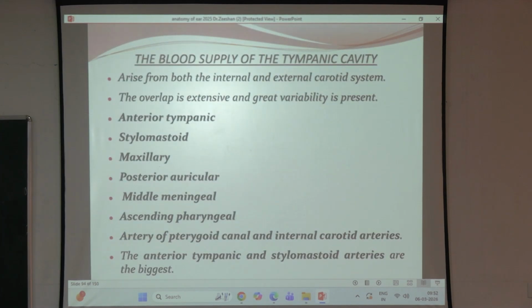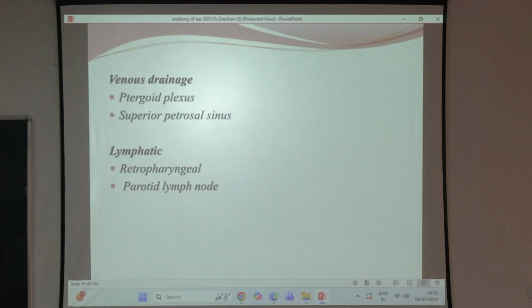So blood supply of tympanic cavity arises from both the internal and external carotid system. These are names, just you can work it up. क्या क्या है? anterior tympanic, stylomastoid, maxillary, posterior auricular, middle laryngeal and anterior pharyngeal artery, all this part. Venous drainage is via pterygoid plexus and to the superior petrosal sinus, lymphatic to the retropharyngeal and parotid lymph nodes.